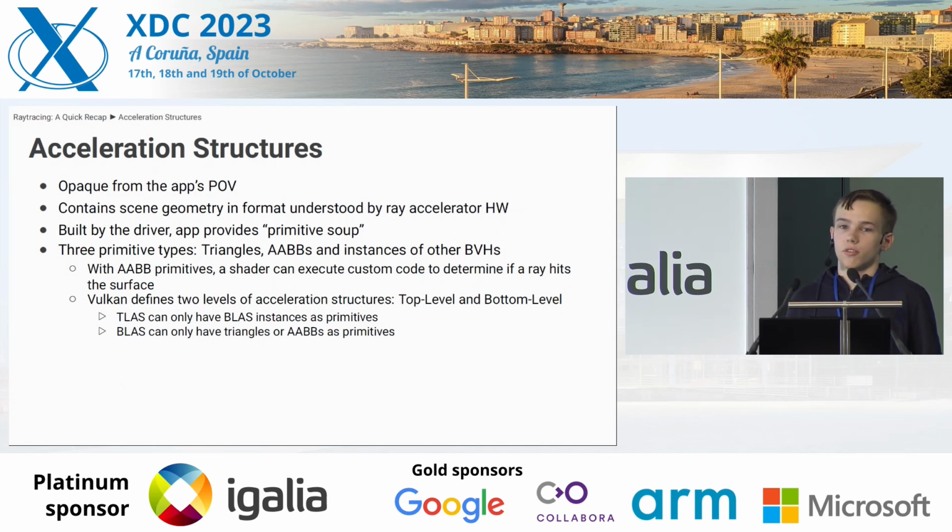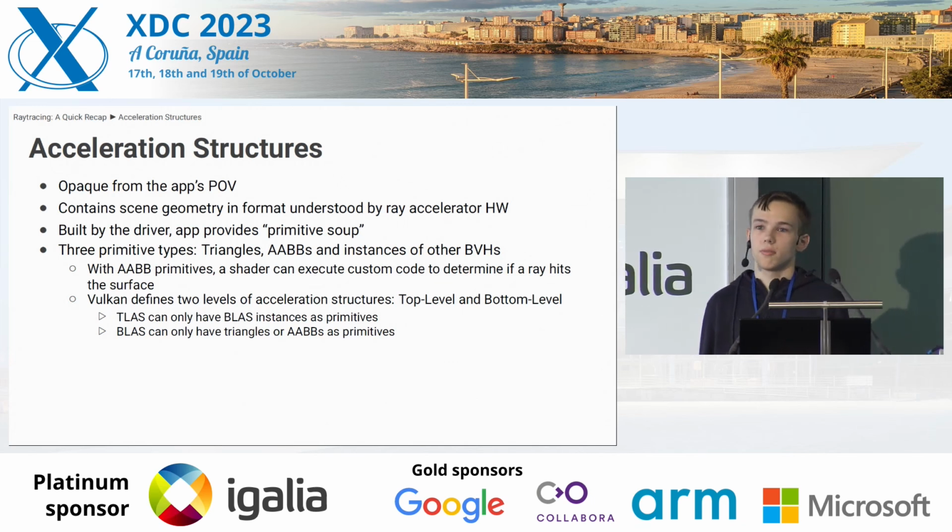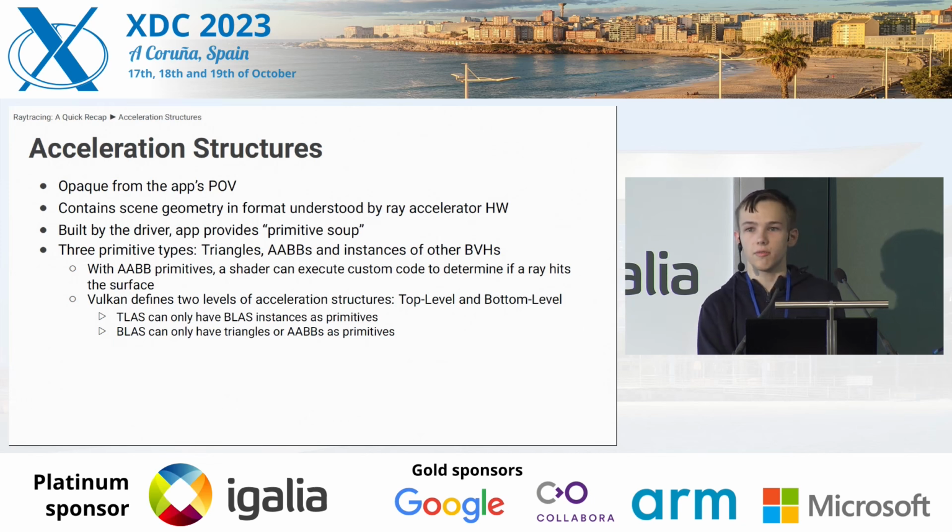Another primitive type is an instance of another BVH. So if you want to have like 2,000 trees in a scene, you don't need to actually build 2,000 different acceleration structures for these trees. You can just build one and copy-paste it into another acceleration structure. Vulkan sort of enforces this behavior between instancing other BVHs in that it has a top-level acceleration structure where there can only be instances of other BVHs, and these instances can only be bottom-level acceleration structures, and those themselves can only be composed of triangles or AABBs. So in the end, you always have this top-level acceleration structure, which will refer to some bottom-level acceleration structures containing some triangles.